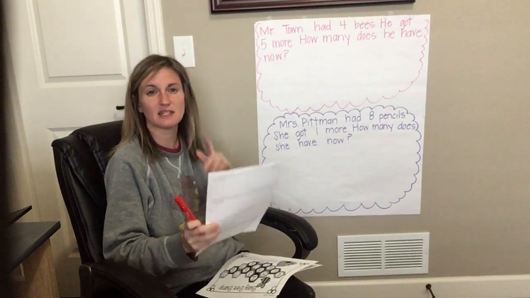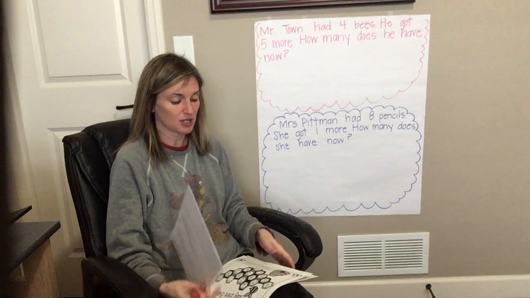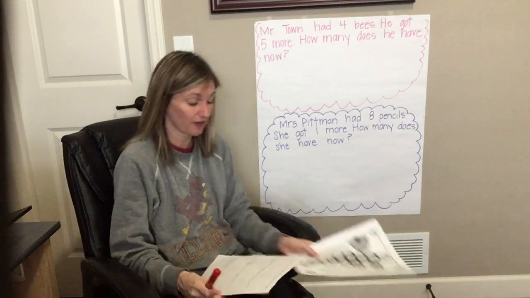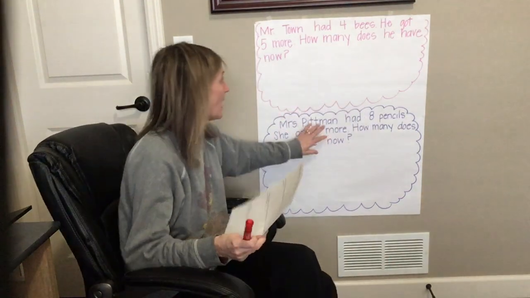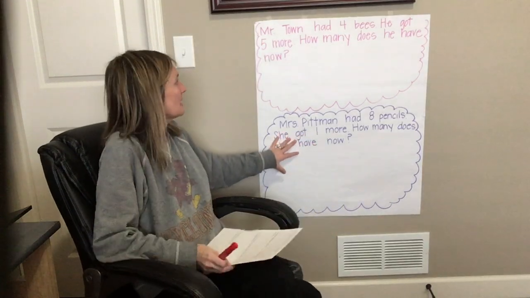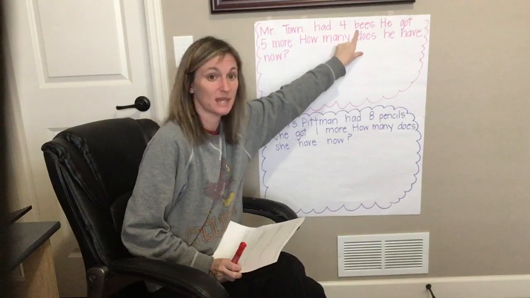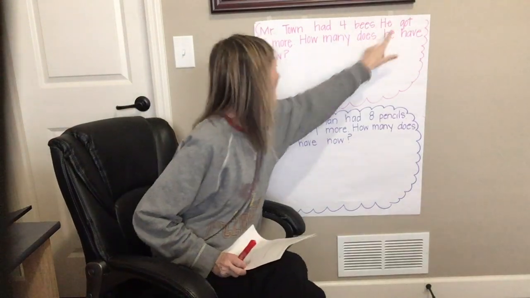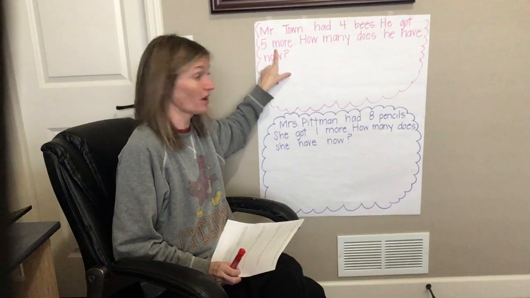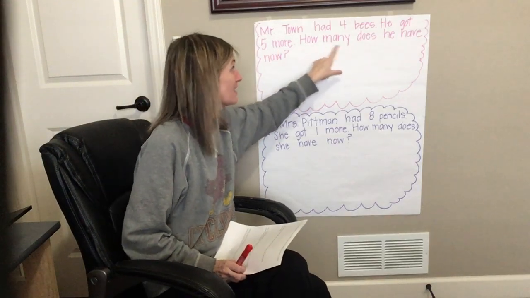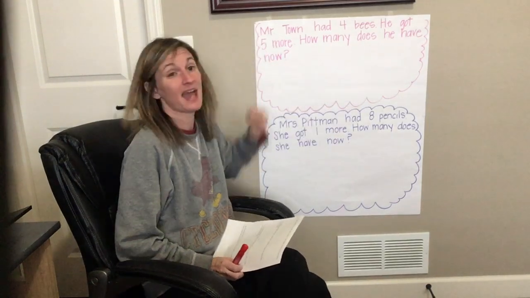So you're going to be using the addition symbol. So I want you to find that because we're going to do the first 2 problems together as a class, okay? And I wrote them up here, see if you can find it. It says, Mr. Town had 4 B's. He got 5 more. How many does he have now?